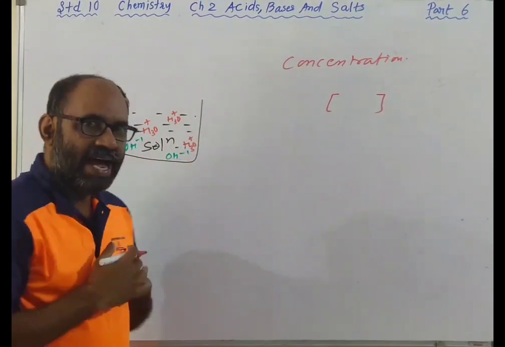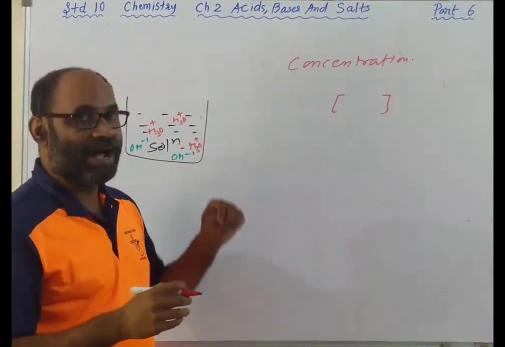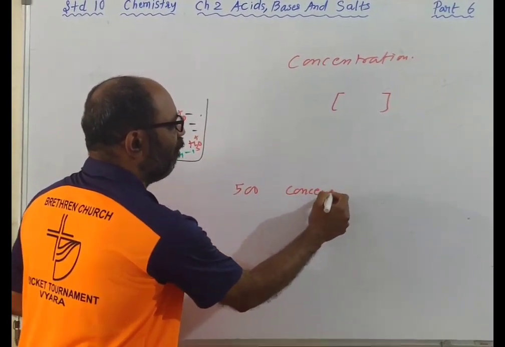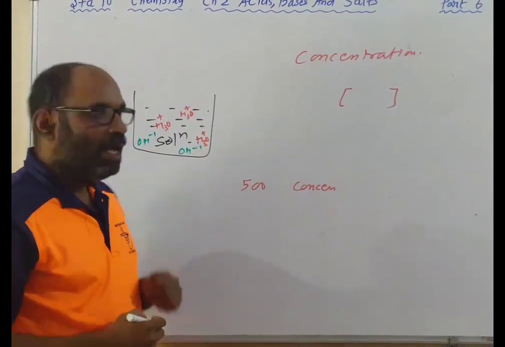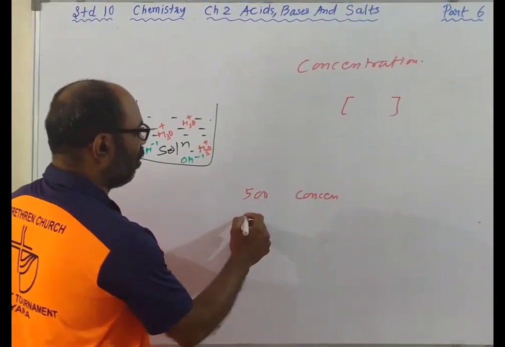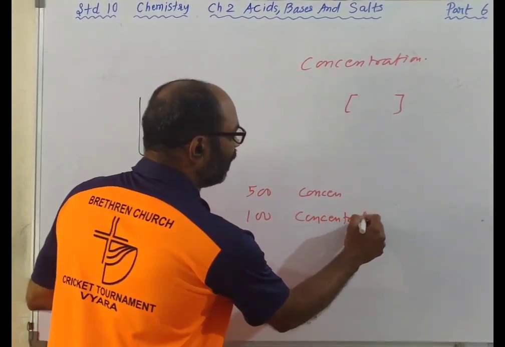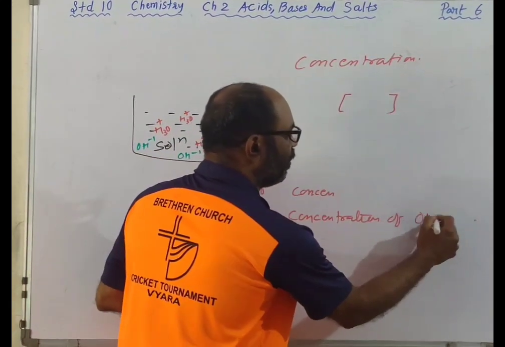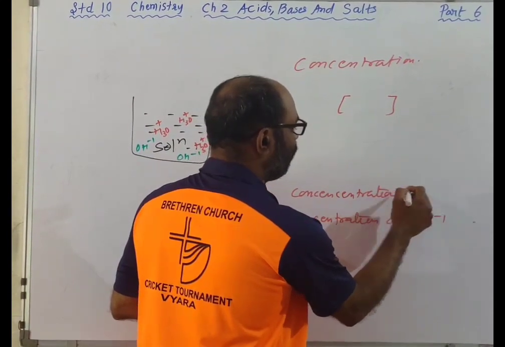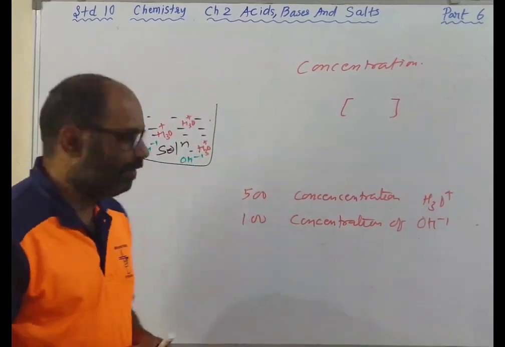Alright. Say suppose यहाँ 1 liter solution है. उसमें 500 hydronium ion है. So 500 becomes the concentration of hydronium ion. Suppose that 100 hydroxide ion है. So 100 is the concentration of hydroxide ion. This is concentration of hydronium ion. Children, please try to understand.